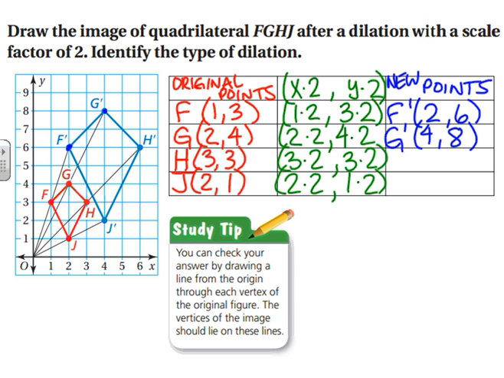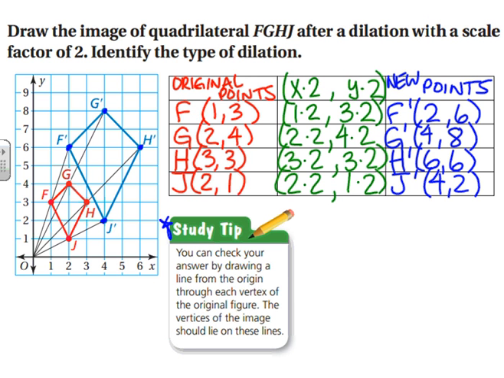And we see that it is right there. H prime is going to be at (6, 6). We can plot that point or check it right there. And finally, we have J prime at (4, 2). And that is right 4, up 2. So the image that we saw actually matches our calculations for the new points.